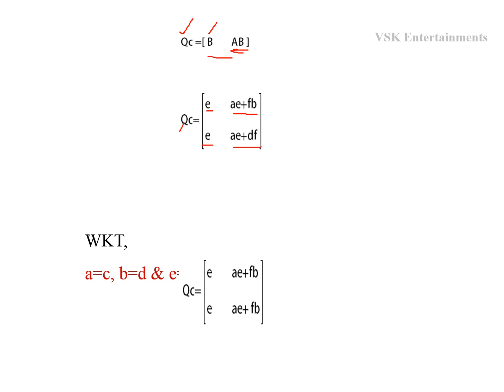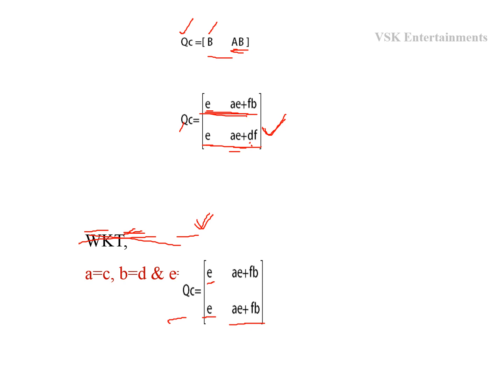We already know the conditions, that is a is equal to c, b is equal to d, and e is equal to f. Substitute all these conditions in this matrix. By substituting we are getting QC is equal to e as it is, and the first row elements are as it is. In the second row elements we are going to substitute these conditions, that is e, and ce plus df, where d is nothing but b, that is in place of d substitute b. Then we are getting ae plus fb.